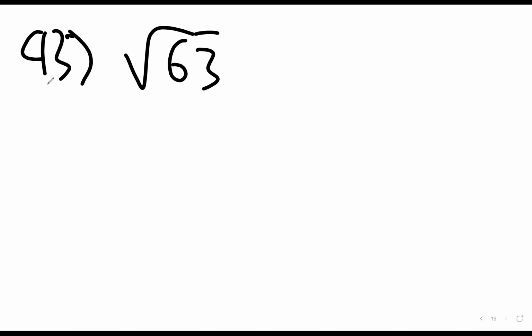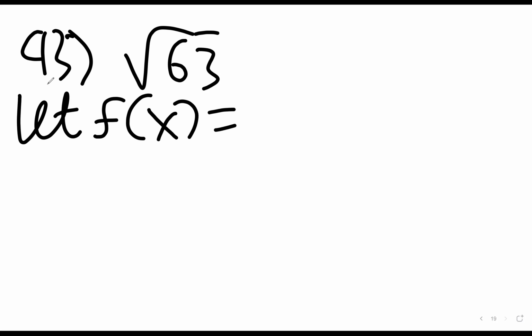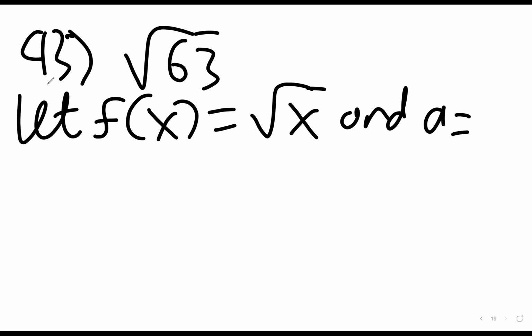Okay, so in this case, start from the function, so let f of x equal to, from this expression, the function can be square root of x. And a, in this case, equals 64, obviously, because I can calculate square root of 64 and obtain a rational number, namely 8. It's in fact a positive integer, namely 8. So f of a equals 8.